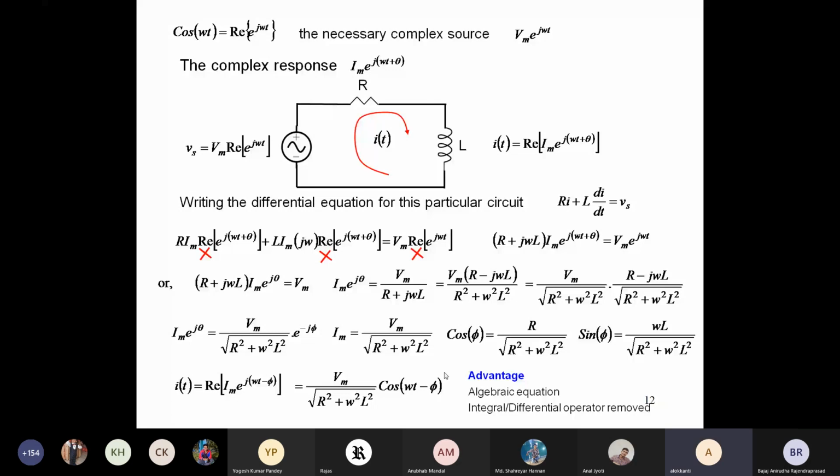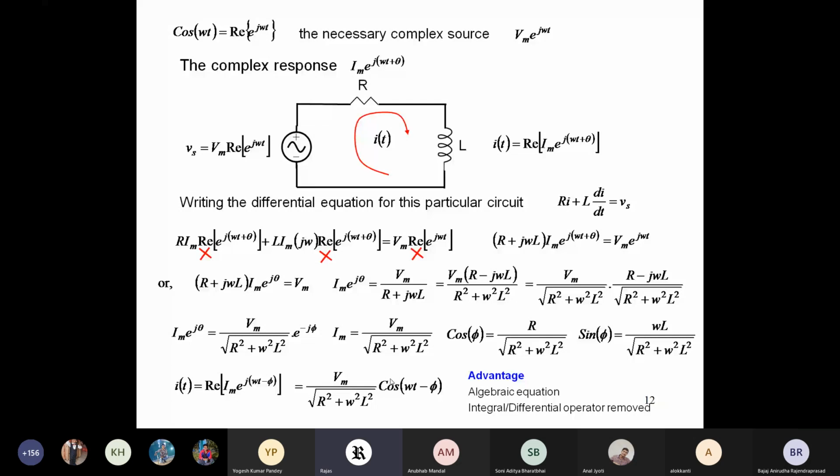What we have done is write Vm cos omega t, which was our input, in the form Vm times the real part of e to the power j omega t, and whose response is also the real part of Im e to the power j omega t plus phi plus theta. Substituting this, we ultimately get this solution: i equals Vm by root over R square plus omega square L square cos omega t minus phi, which we were getting earlier also, but by solving the differential equation.